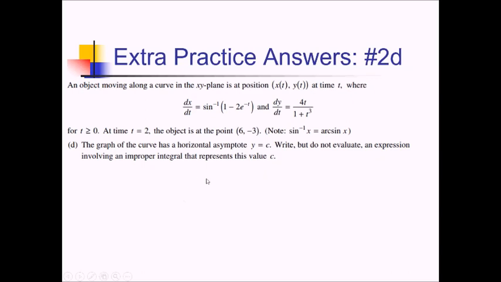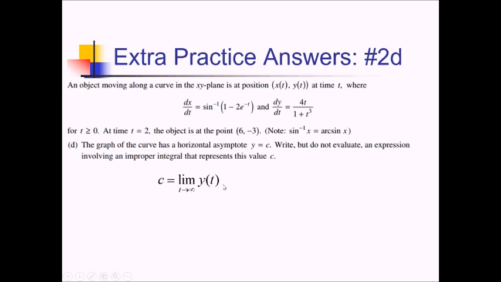For the last piece of this problem, they're telling us the graph of the curve has a horizontal asymptote at y equals c. Write but don't evaluate an expression with an improper integral that represents this c value. So if I'm talking about horizontal asymptotes, I'm essentially talking about the limit as time approaches infinity of y of t, because that's the function that's in charge of my y coordinates.